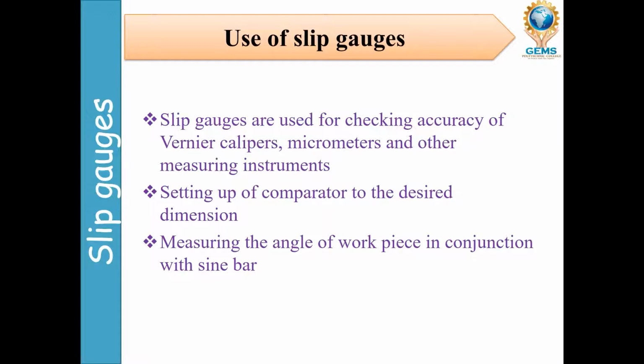For the desired dimension. Measuring the angle of workpiece in conjunction with a sine bar. This is one of the experiments in our laboratory. We will do these experiments using slip gauges to find out unknown angles. If you don't know the angle of any of your jobs, less than 45 degrees, then by a combination of slip gauge, sine bar and dial indicator, you can find out the angle of the jobs. So these are the uses or purposes of slip gauges.